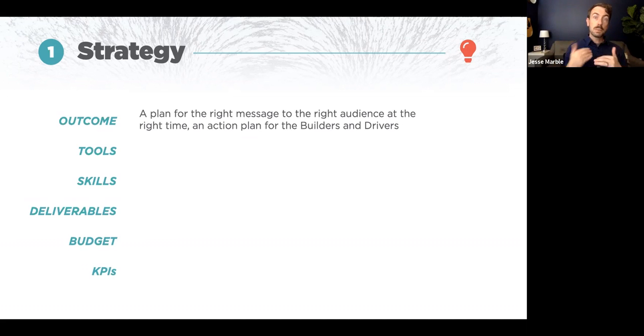Okay, what happens when people come to the landing page and fill out that form? Do we call them? Are there sales scripts involved? What are the builders that we're going to build? And then a plan for drivers. So once we've got all the builders, here's what's going to happen in what sequence. Here's how we're going to measure that. Here's what's going to happen. So the outcome of strategy is a plan.